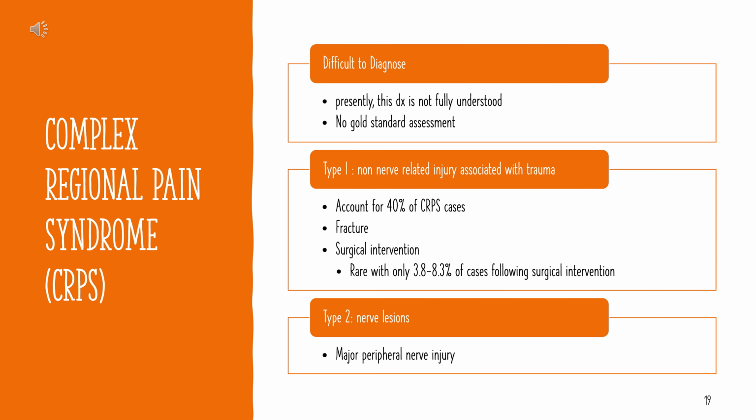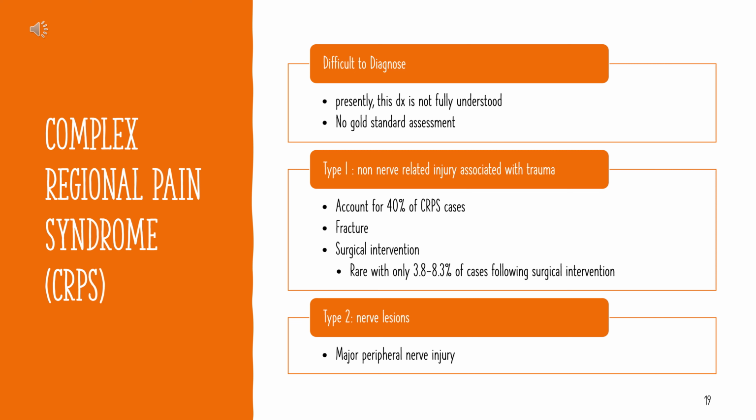Another diagnosis is complex regional pain syndrome, or CRPS. This is a difficult diagnosis for people to get sometimes because presently this diagnosis is not fully understood by medical professionals and there is no gold standard assessment for its diagnosis.